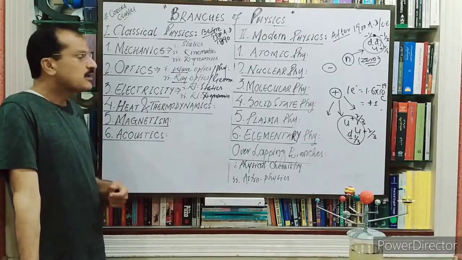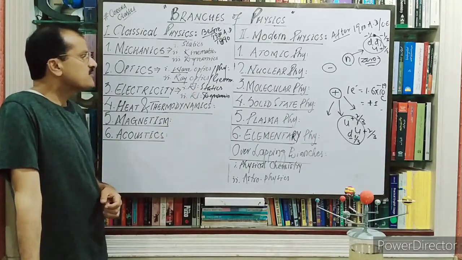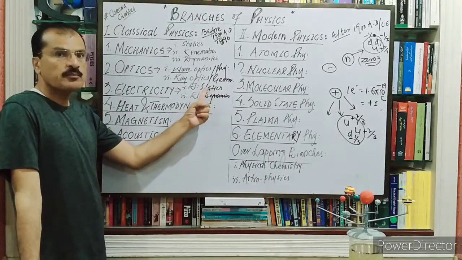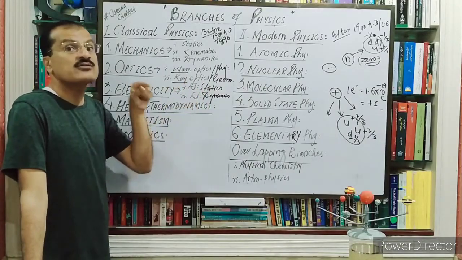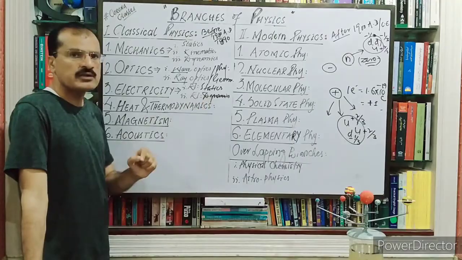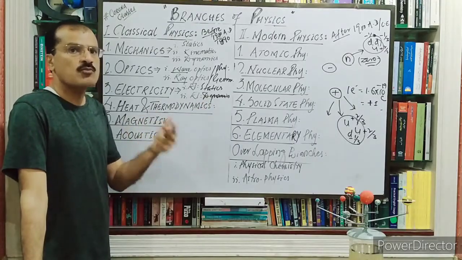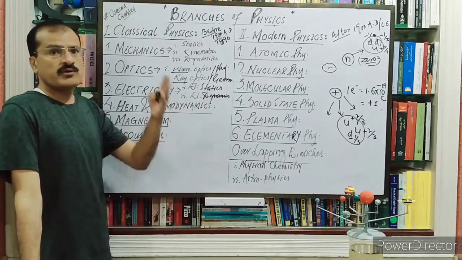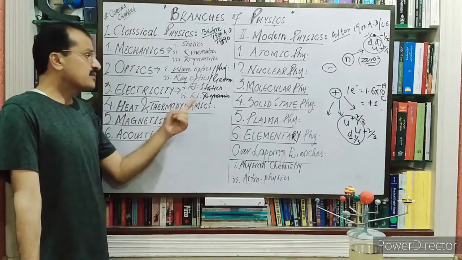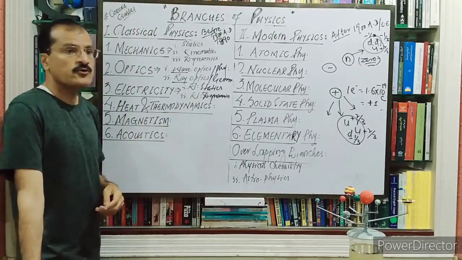I think it will be clear from the meaning of these words. Electrostatics means the study of charges at rest. Electrodynamics means the study of charges in motion. Whenever we study the current in conductors, that is related to electrodynamics.